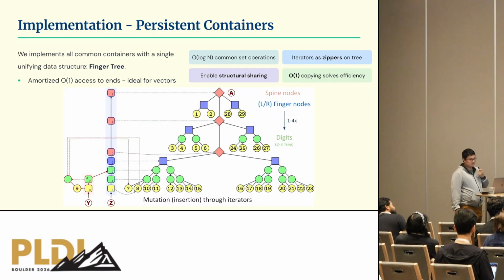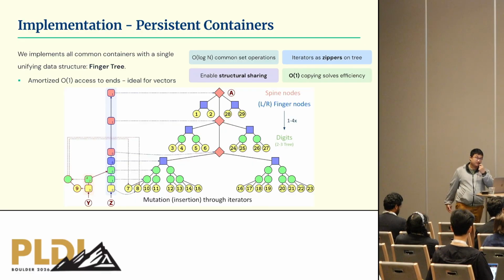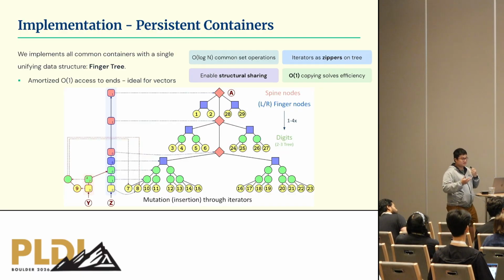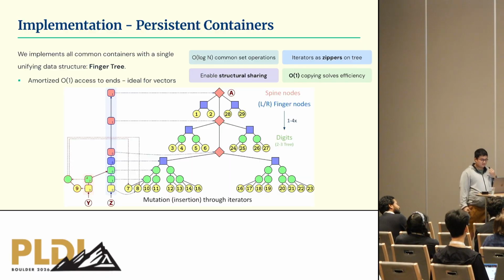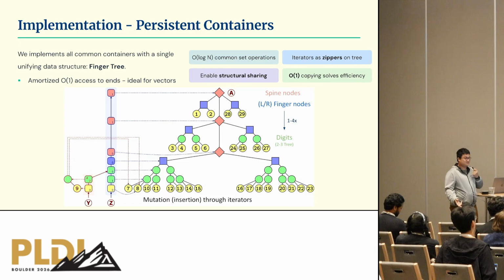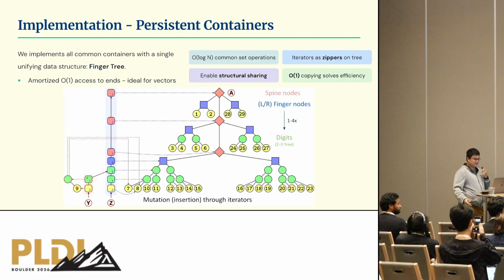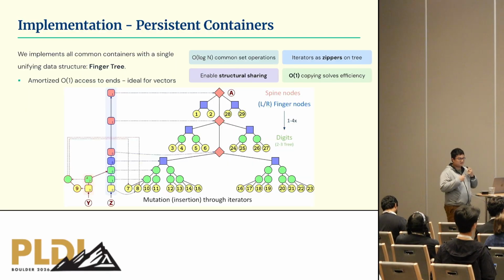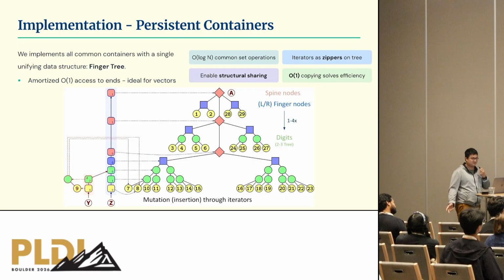In fact, we implement our common containers in our library with a single unifying underlying data structure called a finger tree. It's basically a complexly modified version of the binary search tree that allows amortized O(1) access to ends, which is ideal for things like vectors and other sequence containers because they generally rely on very efficient access to both ends. Also, this is obviously very suitable for sets too, because sets are just implemented as trees in most languages too. Furthermore, iterators are now realized as zippers on the trees, which just means that it keeps track of all the nodes from itself to the root and all the intermediate nodes.